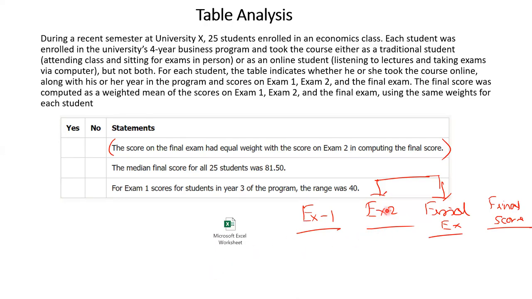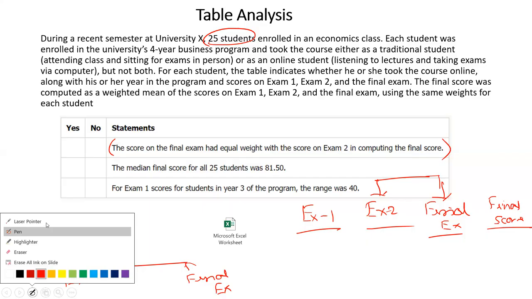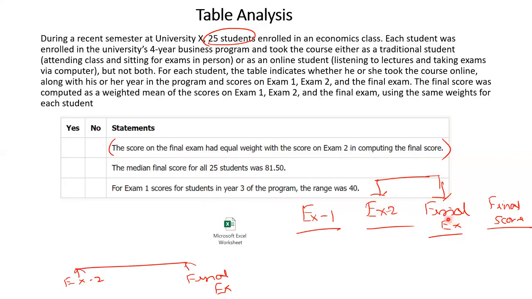Suppose that, and this is going to be slightly tough, guys, we have data for 25 students, correct? Out of these 25 students, think about it. If I'm able to find a student, the student has an exam 2 score and a final exam score, right? Now suppose that exam 2 and final exam had the same weightages. This is the question we have to answer, by the way. Do exam 2 and final exam have the same weightages?